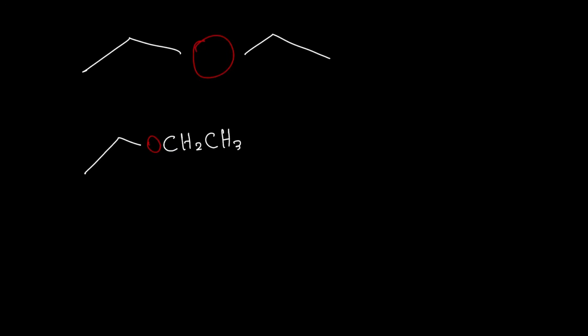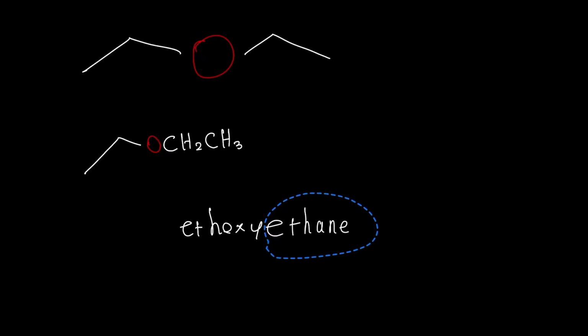Next, let's talk about this ether. Now, since both sides of the oxygen have the same number of carbons, you can pick whatever side you want to be the main chain. I'm just going to pick the left side, and then I'm going to write the right side as a substituent of it. So this right here is the ethane part. That's the main chain. And then we have an ethoxy connected to the ethane. So it's going to be ethoxyethane. And there should be no space between these two words.